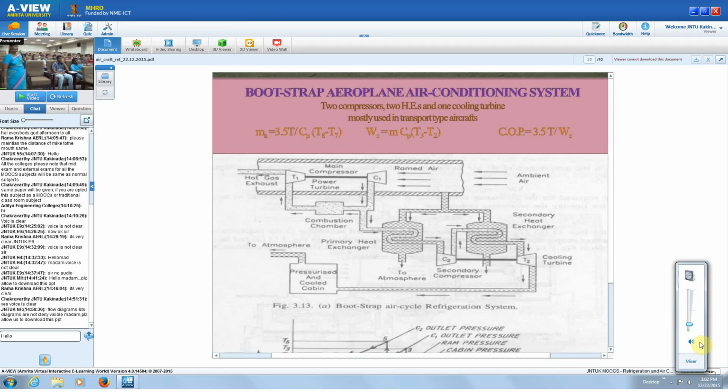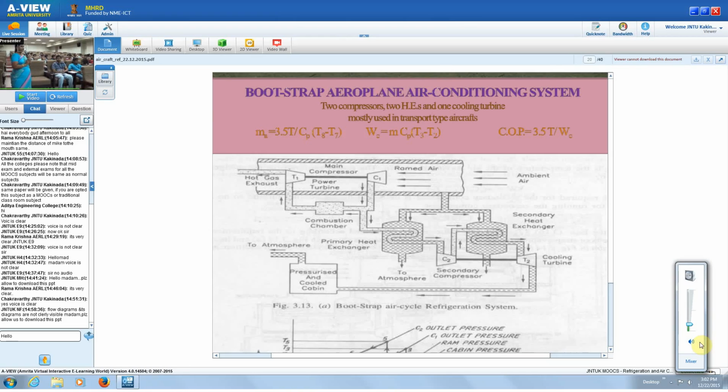So here also you can find out the mass of air required. So that is 3.5 T divided by Cp of air into the difference between the two temperatures, where T7 is the exit from the cabin and T6 is the temperature of the air that goes into the cabin. And work input to the compressor: the work input to the main compressor is m Cp into (T3 minus T2).